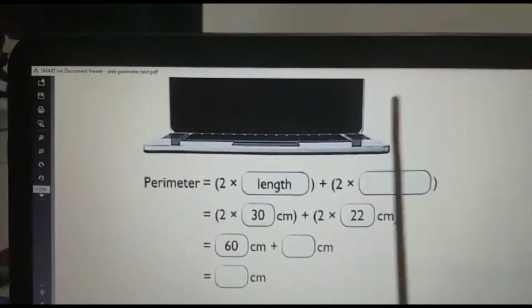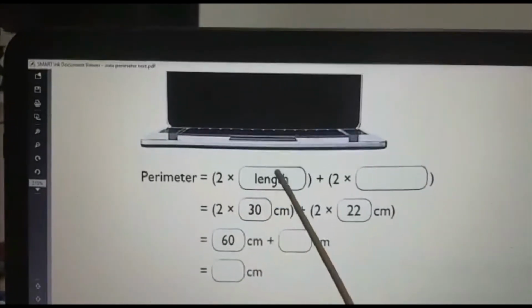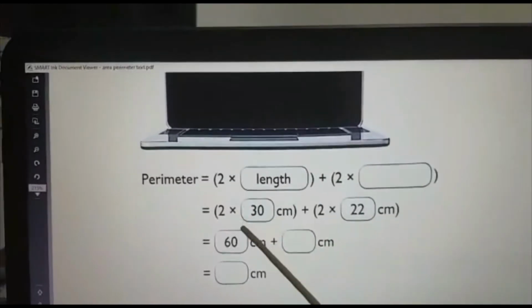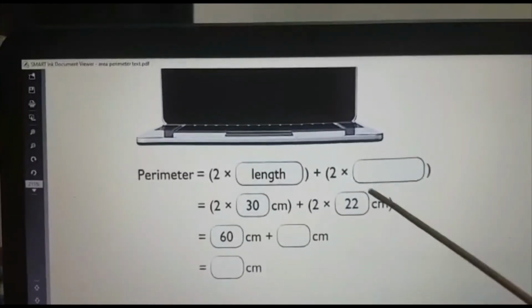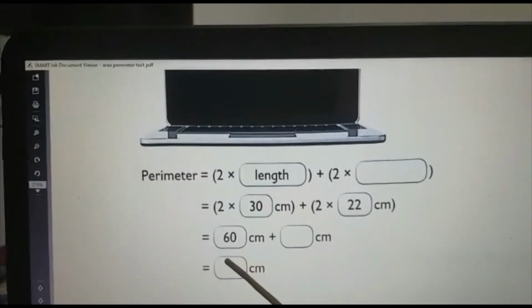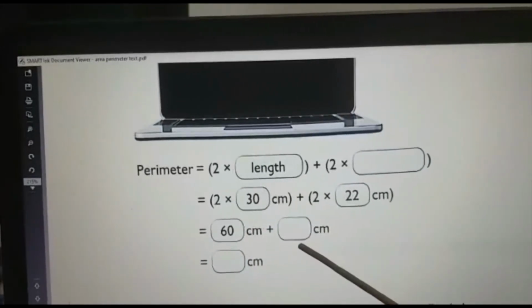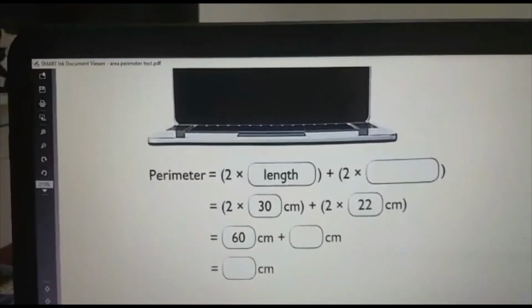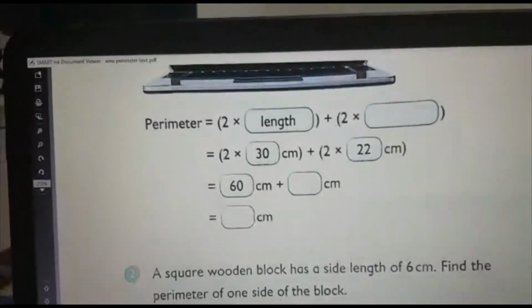Okay. So perimeter, we know 2 times length plus 2 times what will come? Width. Is it? So 2 times 30 plus 2 times 22. So what is 2 times 30? It is 60 and 2 times 22 is 44. Then what you need to do? You need to add these to get the answer. Okay. So same way you can do the next one.